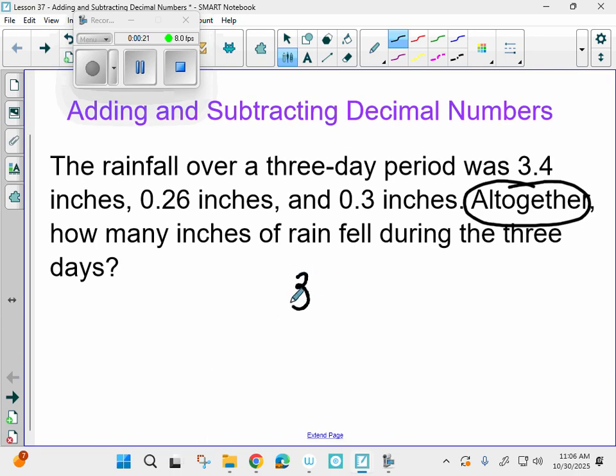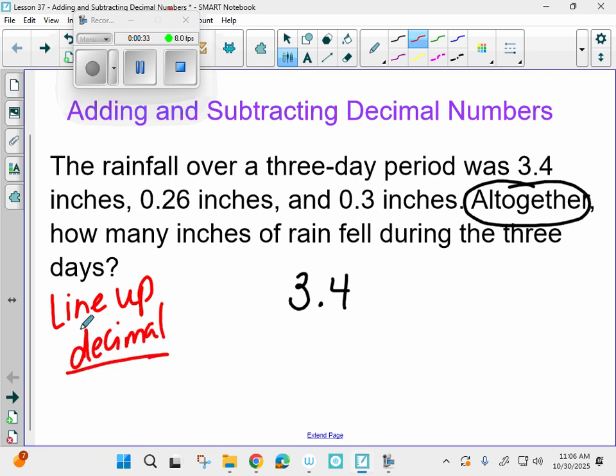So I have 3.4. And the main thing that you need to remember is to line up your decimal, okay? When we add or subtract, you have to line up the decimal. So for this 0.26, I am going to put it like this. So my decimal is lined up. And then I have 0.3. Okay, I like to fill in zeros.